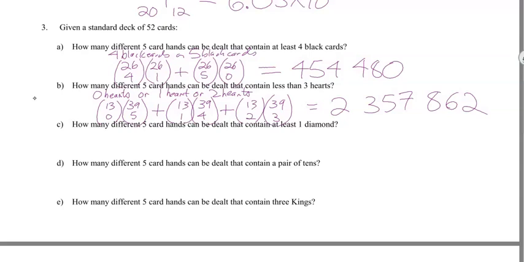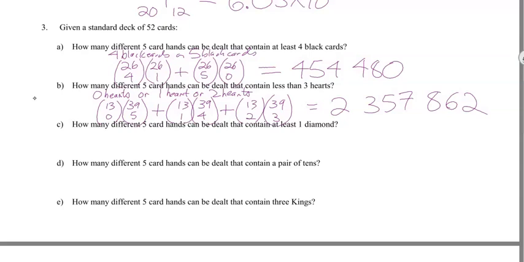Now remember, there's only 2,598,000 whatever. There's like 2.6 million possible hands. So most of them will contain less than 3 hearts. So 2.4 million, rounding. How many different 5-card hands contain at least 1 diamond? Now what you said, right? So how many diamonds can you have?